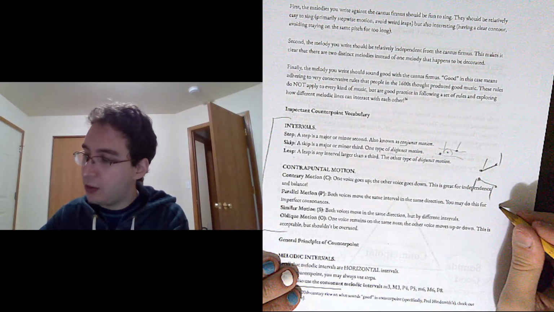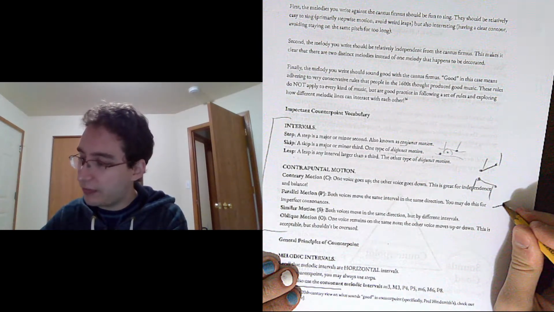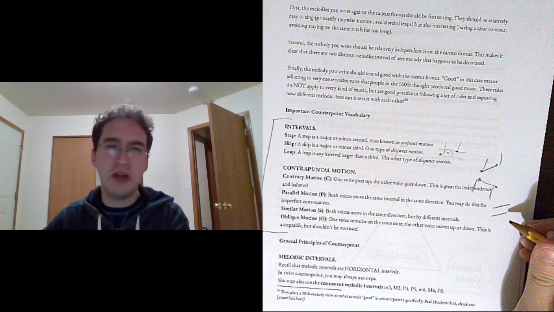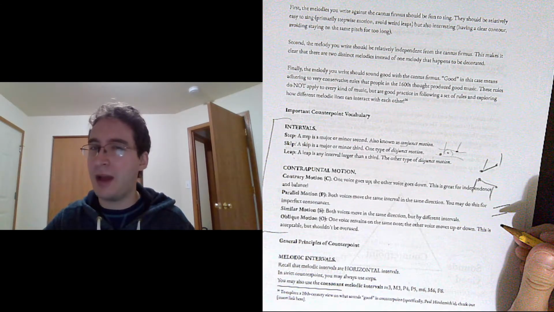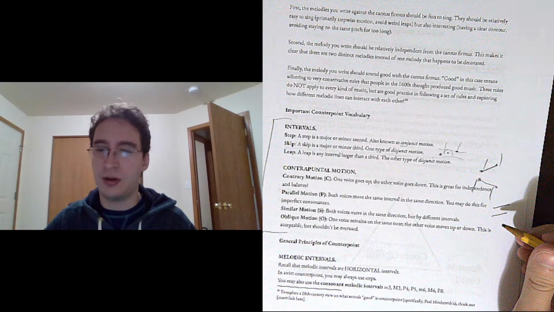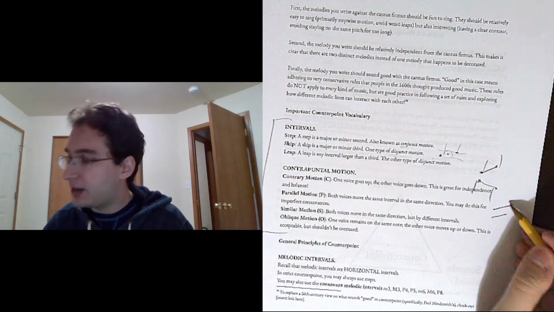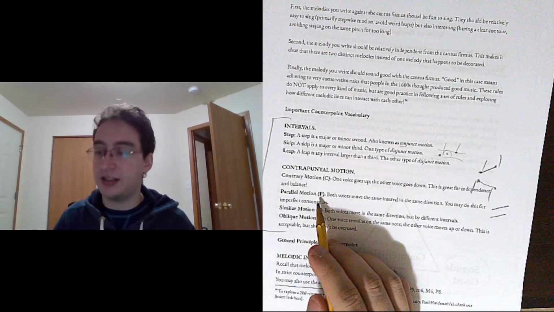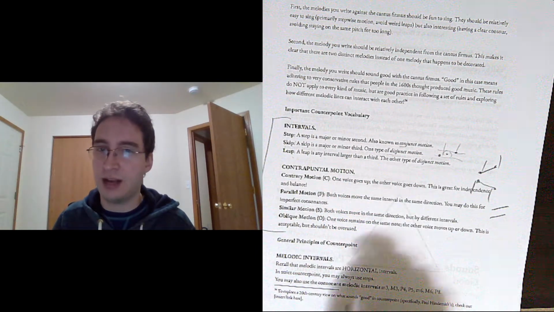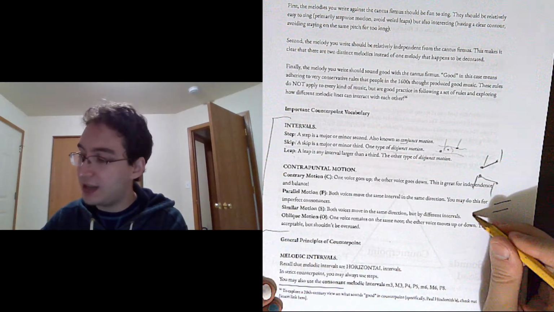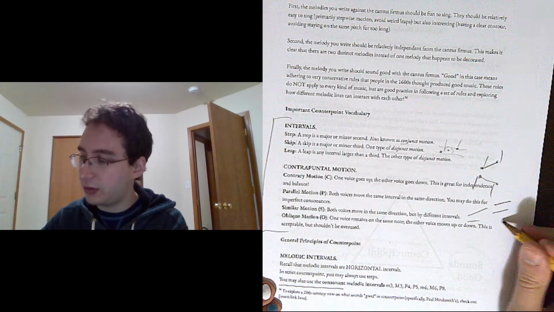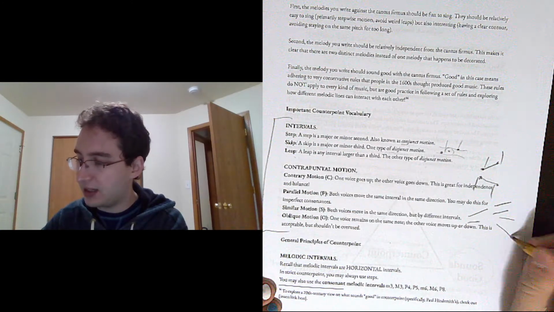Parallel motion would be moving the same interval in the same direction. Just like parallel lines in geometry class, not like parallel major and minor, because that's still weird and I don't know why that's a thing. But same interval, same direction. You can use this for imperfect consonances. You don't know what that is, we're going to talk about it later down. Similar motion would be same direction but different intervals. So say they're both moving up but by different intervals, both moving down but by different intervals.